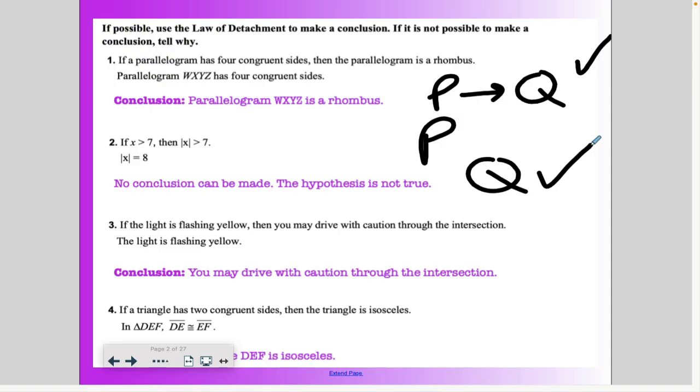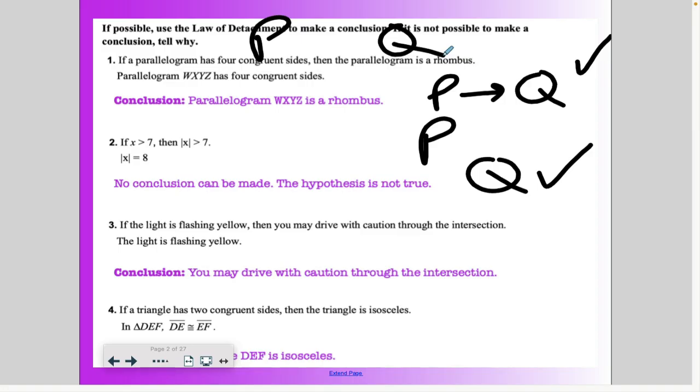Now, how can this fall apart? A couple of ways. If the conditional is not true, then you can't use the law of detachment. Or, if they don't give you a true hypothesis, then you can't draw Q. So for example, I'm not going to do all of them. The first one: if a parallelogram has 4 congruent sides, that's my P, then the parallelogram is a rhombus. Is that true?